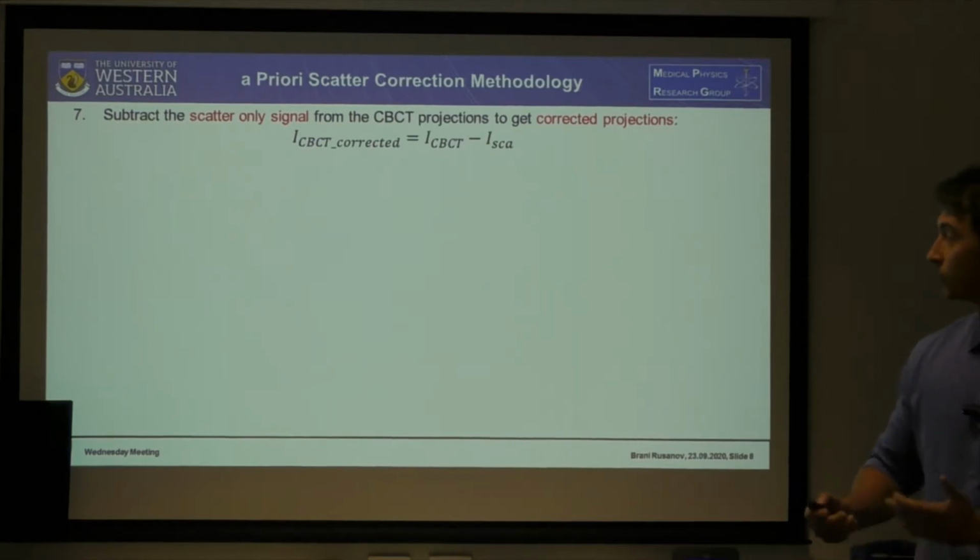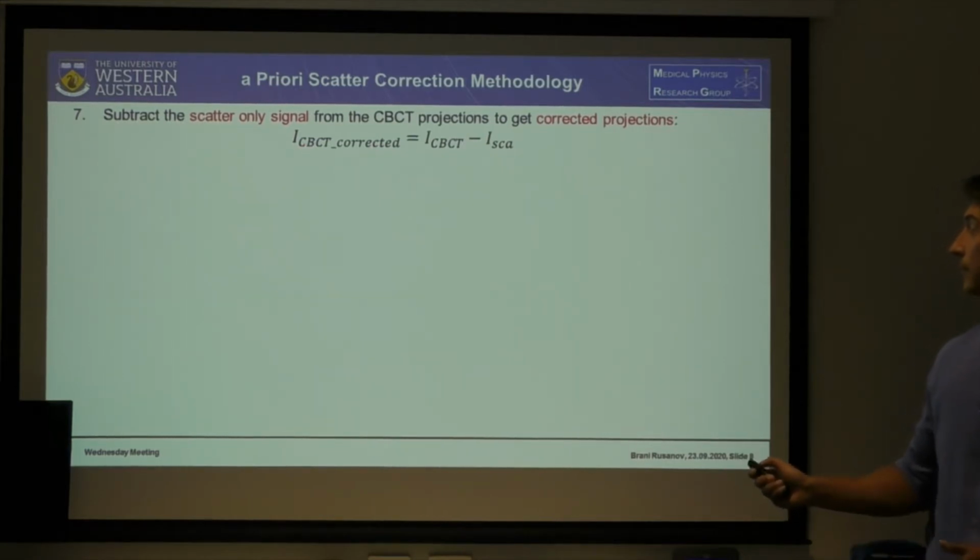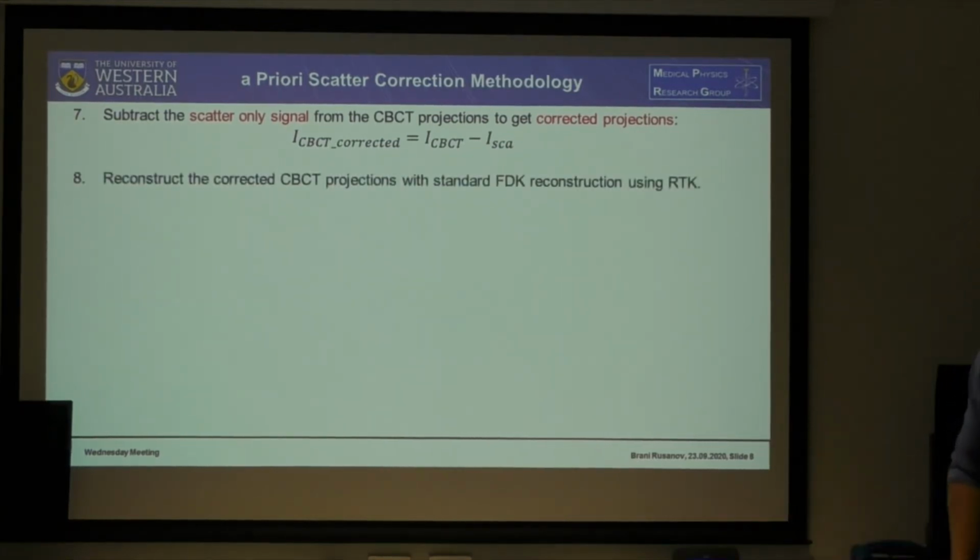In step 7, we subtract the scatter-only signal from the CBCT projections in order to get the corrected projections. And essentially this is what is done. And finally, in step 8, the corrected CBCT projections are reconstructed using the FDK algorithm in RTK.